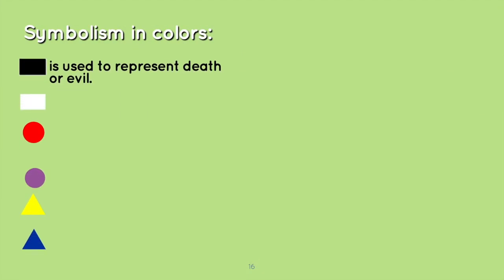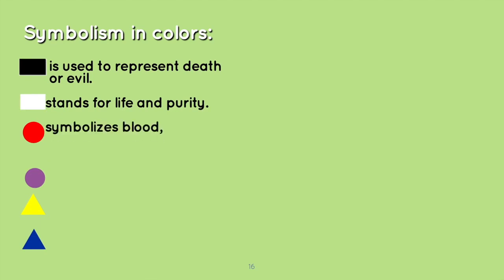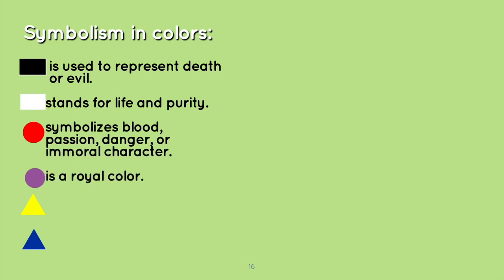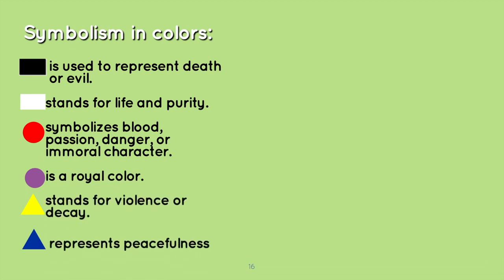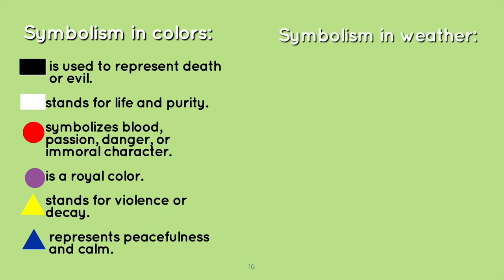Symbolism in colors. Black is used to represent death or evil. White stands for life and purity. Red symbolizes blood, passion, danger, or immoral character. Purple is a royal color. Yellow stands for violence or decay. And blue represents peacefulness and calm.